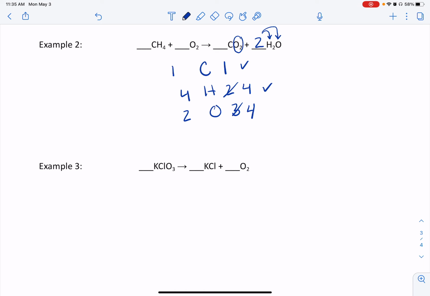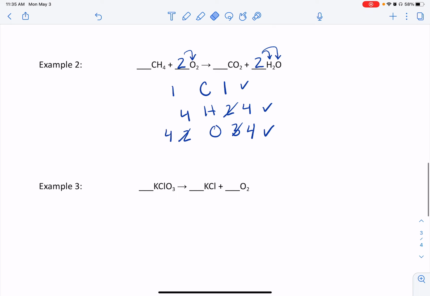So what can I multiply 2 by to get to 4? That's going to be 2. So I'm going to put a 2 in front of my O2. And 2 times 2 gives me 4. Okay, and now I'm all balanced. My balanced equation here is CH4 plus 2O2 yields CO2 plus 2H2O. Anything that you leave blank here, you can fill in with 1s, or you can just leave them blank and we'll know that they're 1s. Okay? All right, let's look at a third example here.